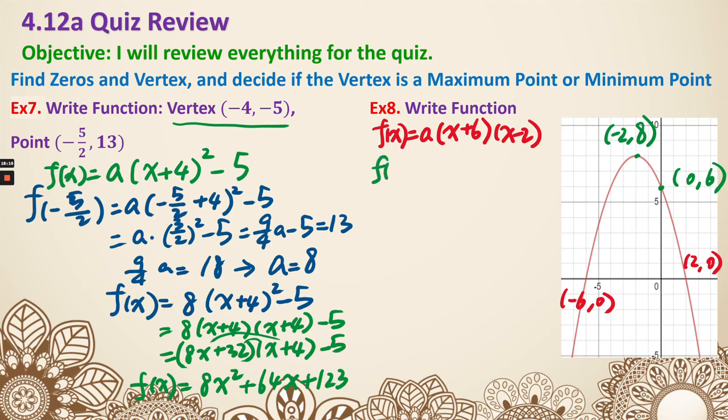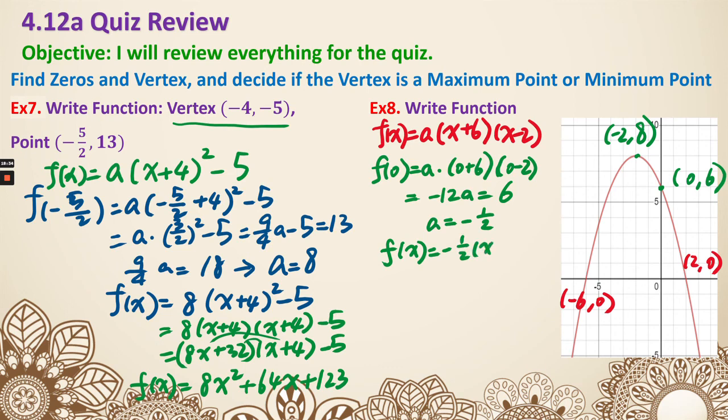So f of 0 is a times 0 plus 6, 0 minus 2, which is -12a, which is 6. I mean, my a is going to be -1/2. So I have f of x equals -1/2 times x plus 6 times x minus 2. I'm going to distribute the -1/2 in, so -1/2 x minus 3 times x minus 2.